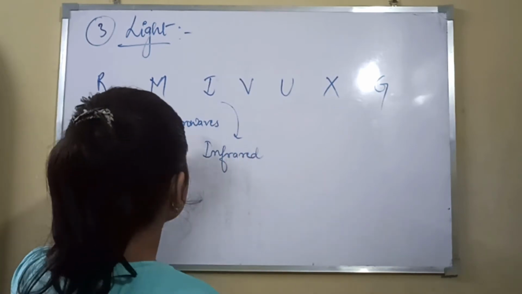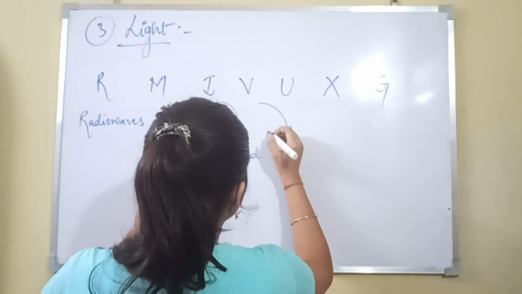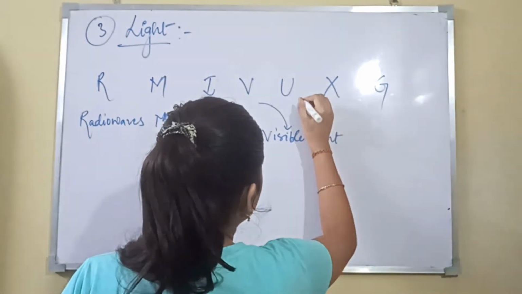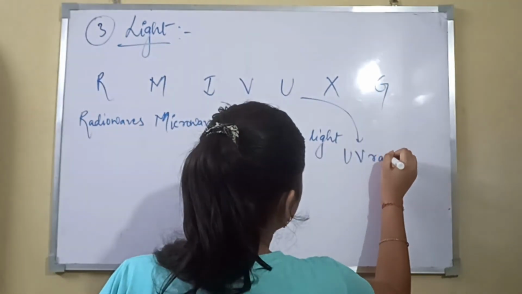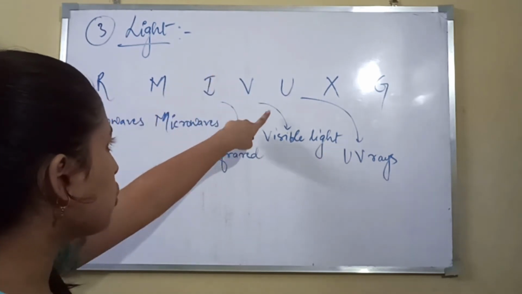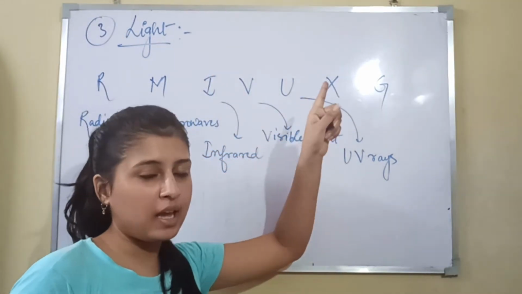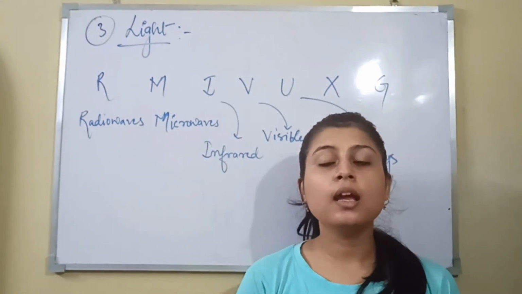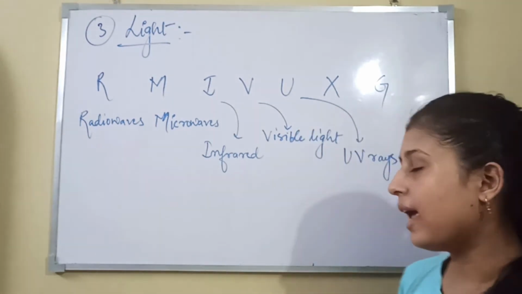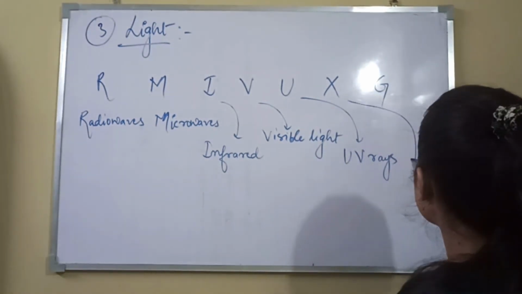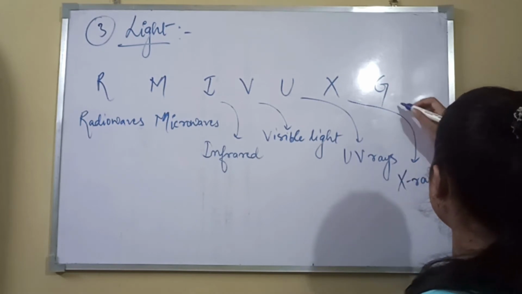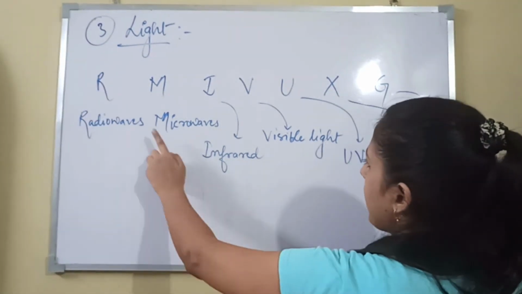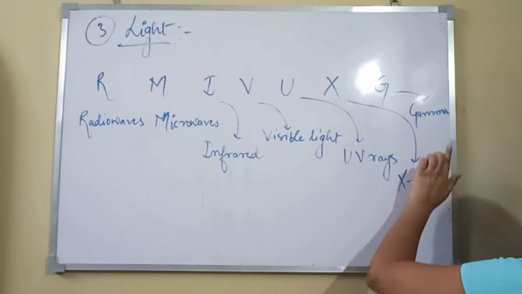So reading mathematics is very, V for visible light. U for UV rays. So reading mathematics is very useful except. Here I have deliberately written except starting with X instead of E, because we use X. So X means X rays, and finally G means gamma rays or gamma radiations. So radio waves, microwaves, infrared, visible light, UV rays, X rays, gamma rays.